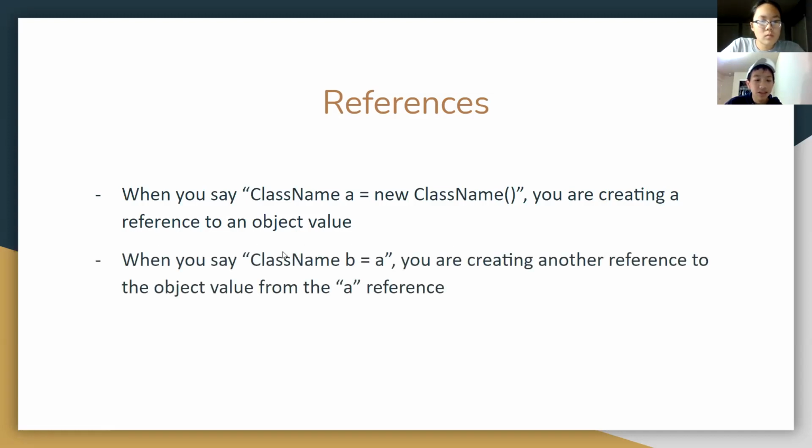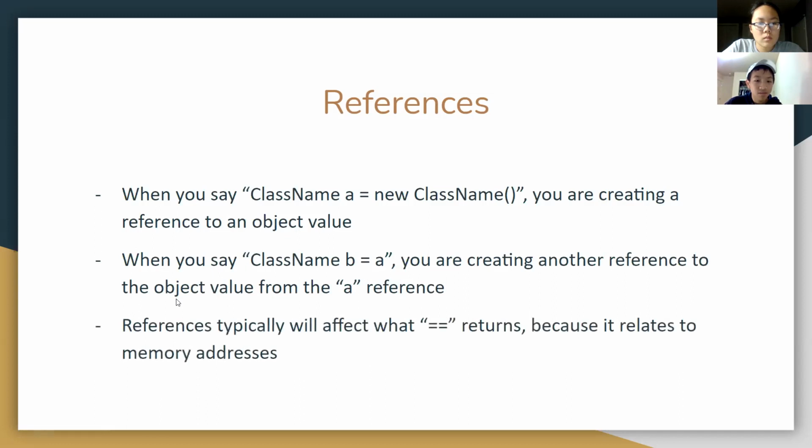And when you say ClassName B is equal to A, then you're creating another reference to the object value from the A reference. All right. And then references will typically affect what the equals method returns because it relates to memory addresses.